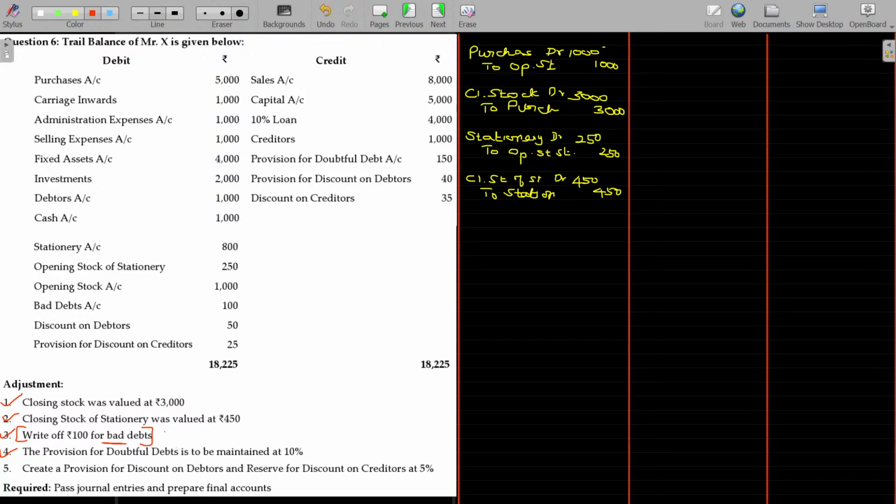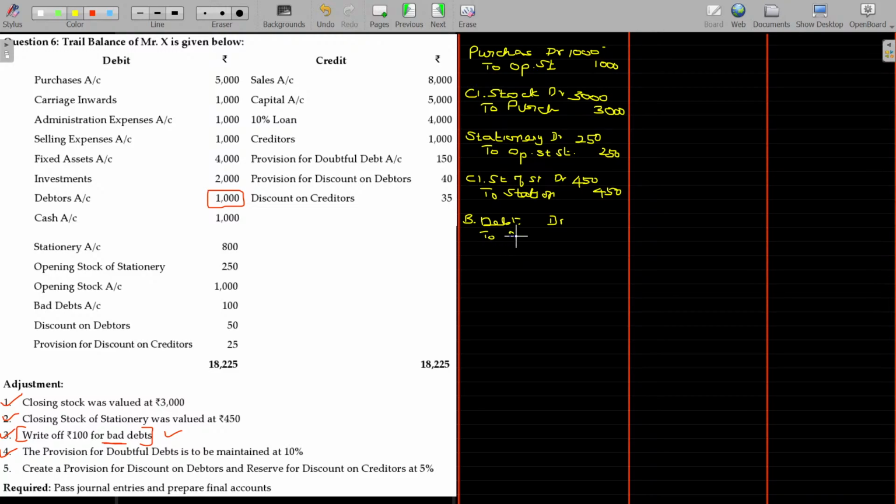Right. Now, just pass the entry for the bad debt. First of all, it reduces the debtors balance. So, we have debtors of rupees 1000. We came to know some of the debtors worth rupees 100 may not be realizable, and could be assumed to be bad debt. So, I am going to pass the entry for that. Bad debt is an expense. So, I debit the bad debt. Bad debt account debit to debtors account.